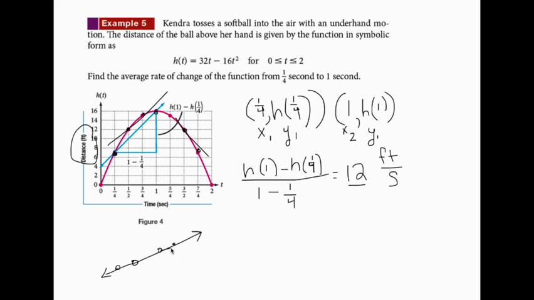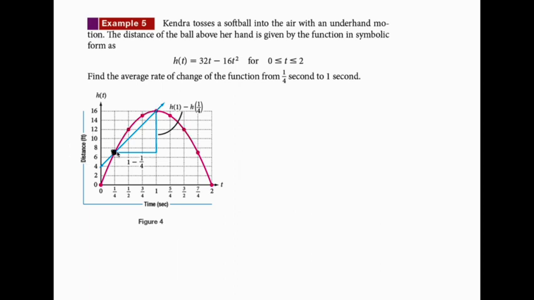So linear functions have a constant rate of change. And when we look at curves, that rate of change is going to be different depending on the 2 points that you pick. I would interpret this as the ball rises from a time of 1/4 second to a time of 1 second. The average height is changing 12 feet per second.